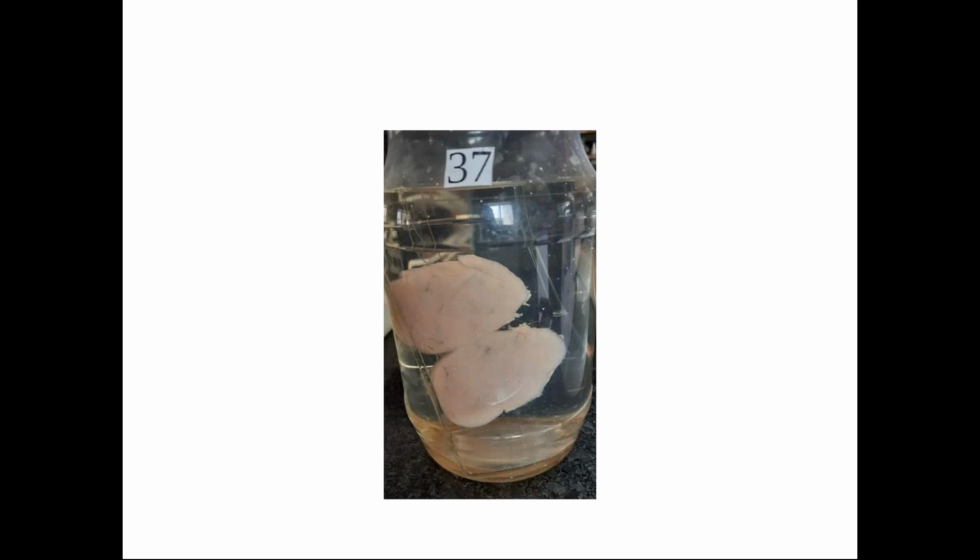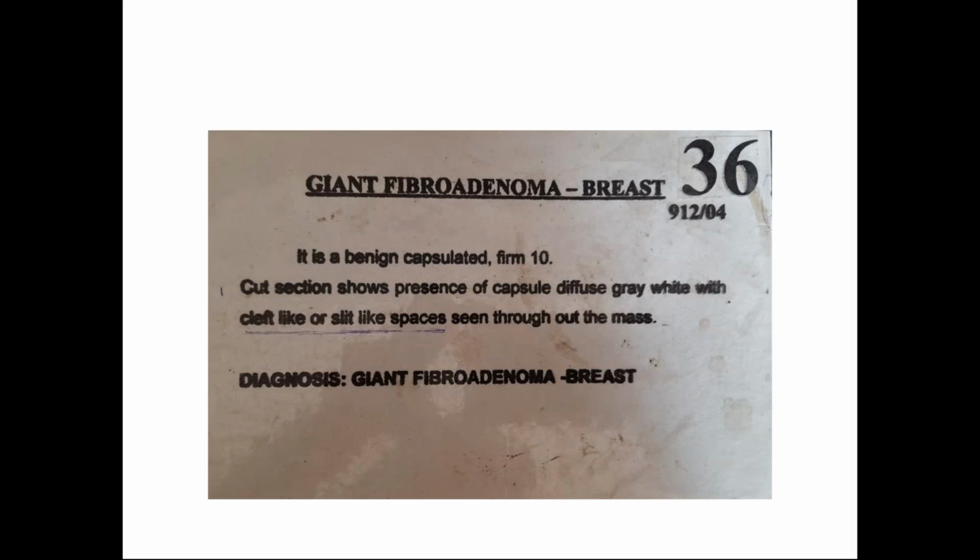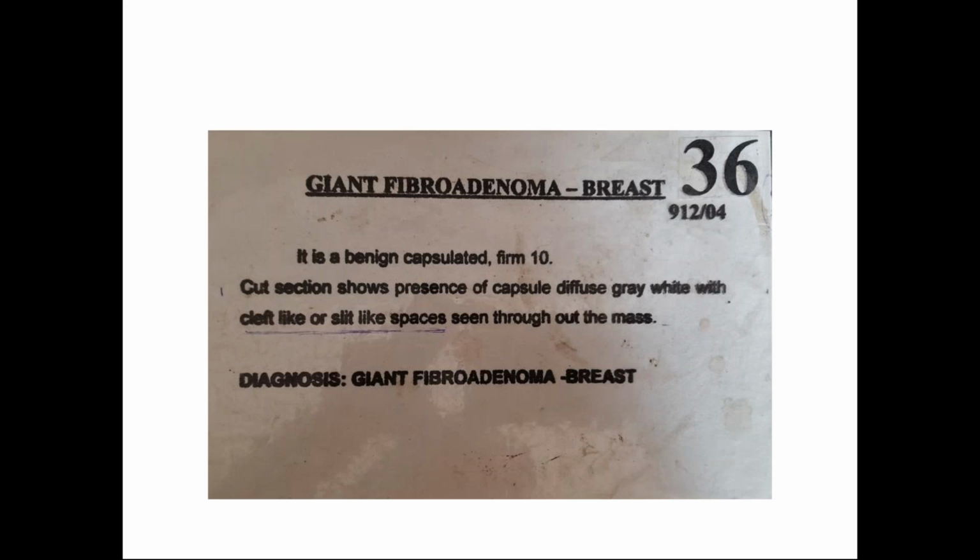This is the specimen of giant fibroadenoma. So this is a brief review, a brief idea about a benign lesion which is arising from the terminal duct lobular units of the breast tissue, that is a fibroadenoma, with a differential diagnosis of Phyllodes lesion.